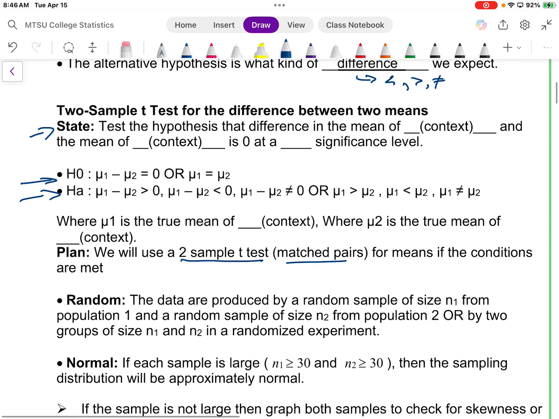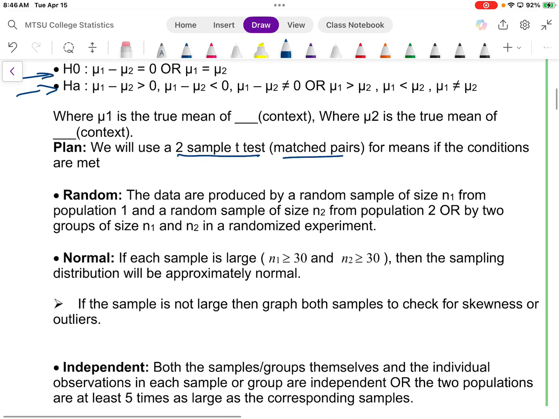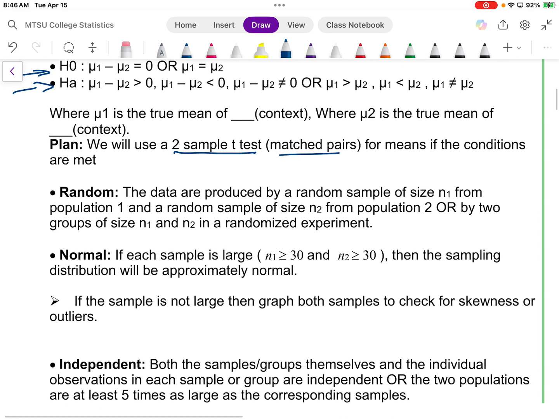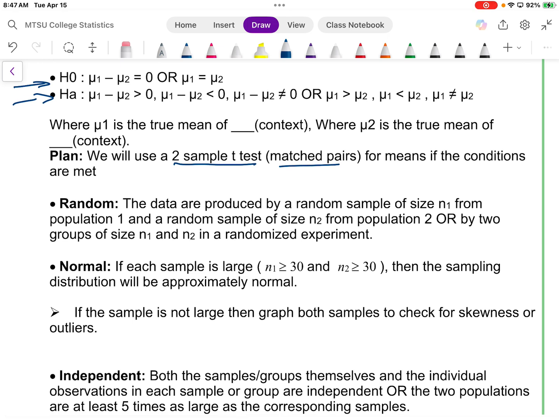Do we meet the conditions of random? Our normal condition is where it's a little bit longer. We learned about the normal conditions with the less than 30 process. We have to go through and graph. So if both samples are greater than 30, fantastic, then we can say they're approximately normal. If the sample is not larger than 30, then basically we have to graph both samples.